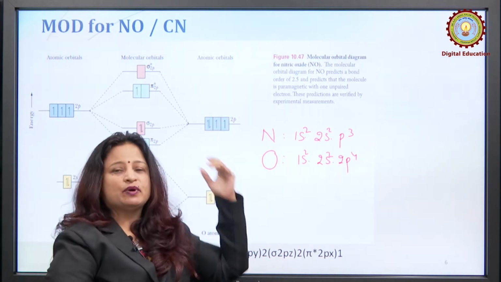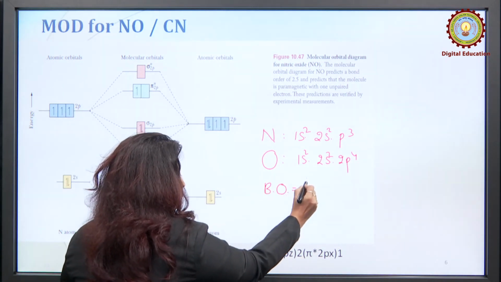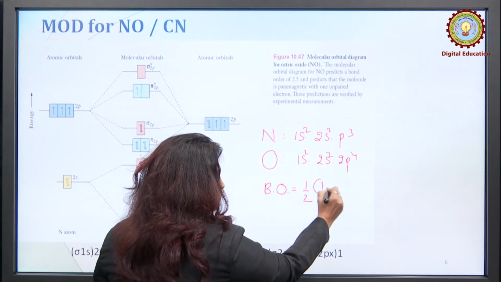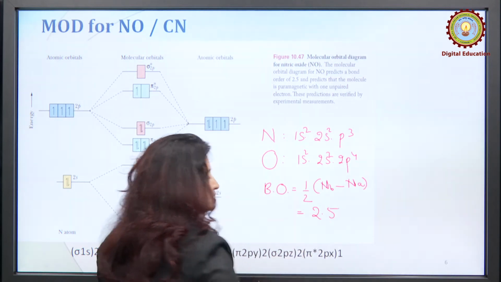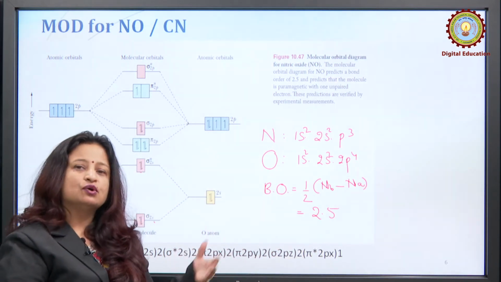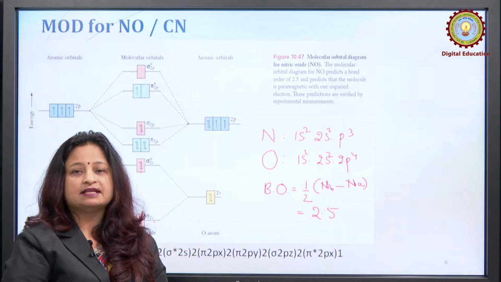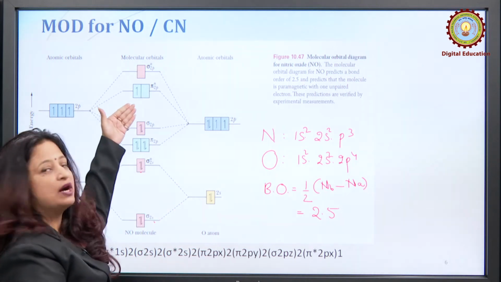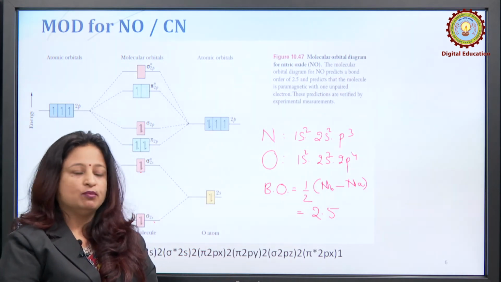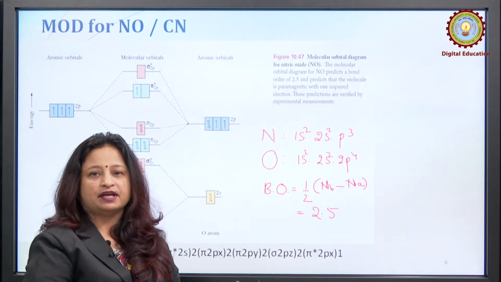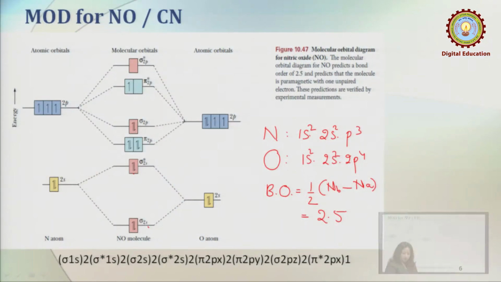Here you can see that when we try to find out the bond order, we can calculate it with the same formula, 1 by 2 times the number of electrons in bonding minus the number of electrons in anti-bonding molecular orbitals, then its bond order is 2.5. When we come to the properties of NO, we can conclude that it is paramagnetic in character. Why? Because there is one unpaired electron present in the molecular orbital diagram or electronic configuration of the NO molecule. Similarly, its bond order is 2.5. In case of CN also, we can consider the same flow of energies.